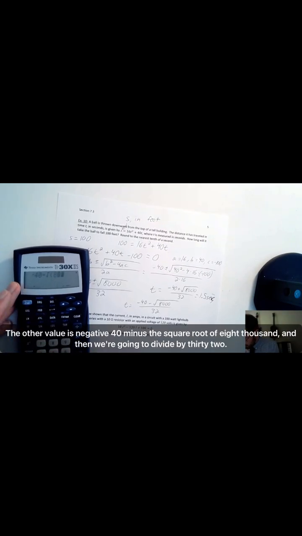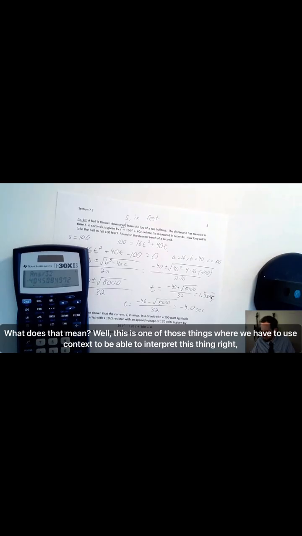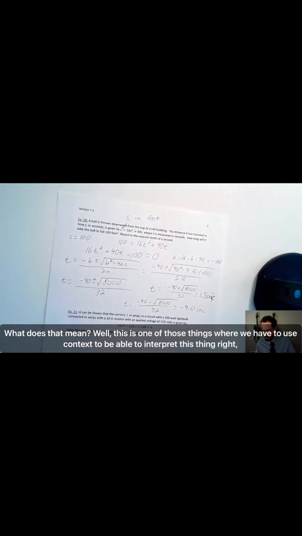What about the other one? The other value is negative 40 minus the square root of 8,000, and then we're going to divide by 32. If we do that, we get a value of negative 4.0. What does that mean? Well, this is one of those things where we have to use context to be able to interpret this thing, right?